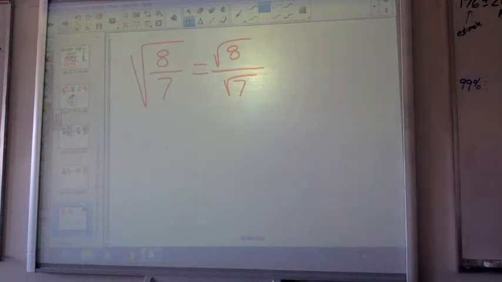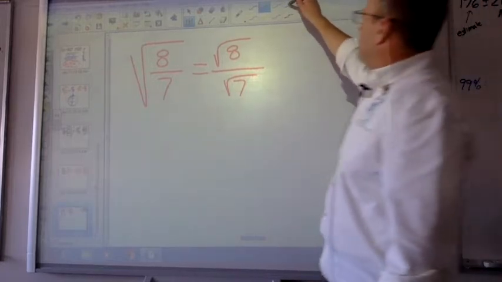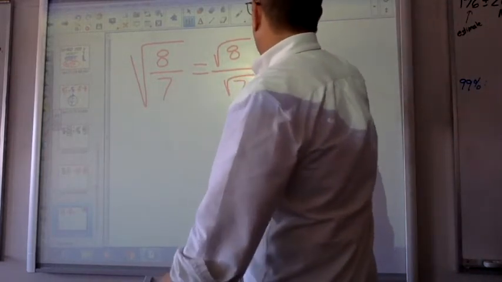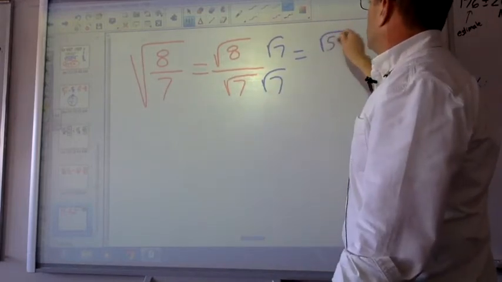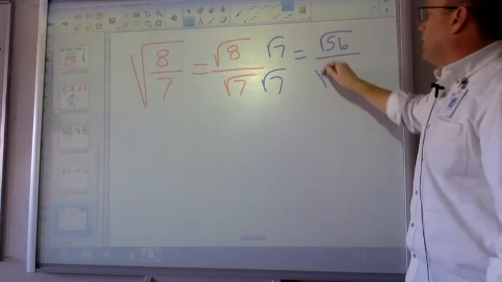So 7 times some number might get me one of those perfect squares. Which one do you think? Can I get the 4? Can I get the 9? Can I get the 16? Multiply by 7. Can I get the 25? 49. What do I have to multiply top and bottom by to get to 49? Okay, so I'm going to multiply both top and bottom by root 7. So on top, I'm going to get root 56. And on bottom, I'm going to get root 49.